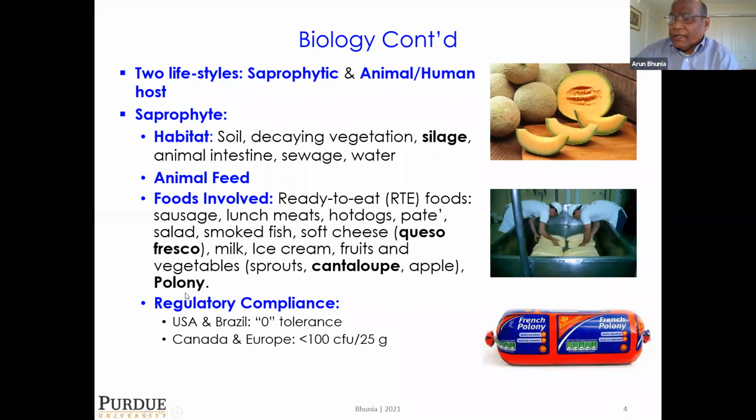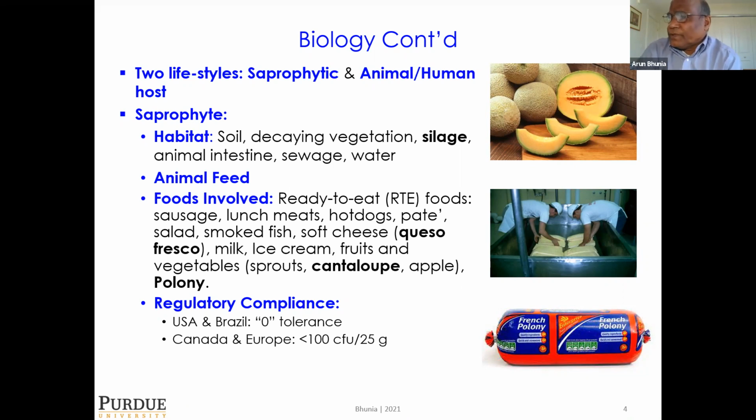And polony, another interesting food product of South Africa, actually called French polony. It's almost equal to a bologna here. It was the source of one of the largest Listeria outbreaks, with more than 1,000 cases and over 16 people dying, in the 2017-2018 outbreak.